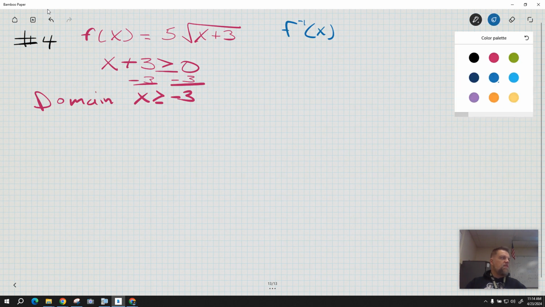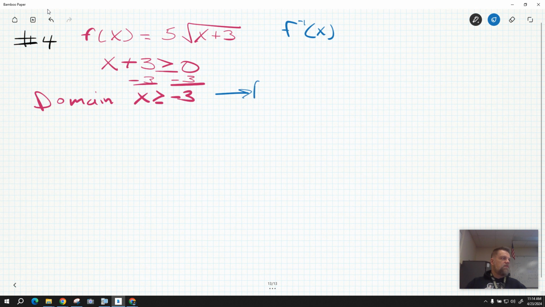Consequently, that defines my range on the inverse. So the range on the inverse has to be y is greater than or equal to negative 3. Okay?